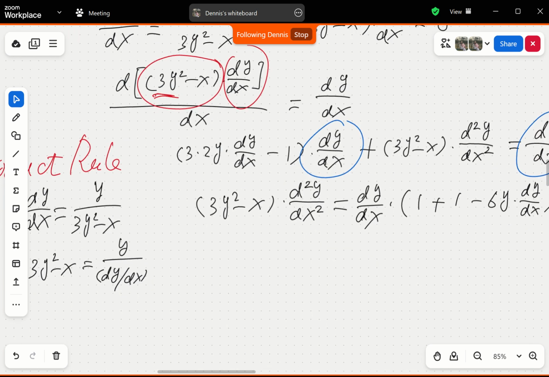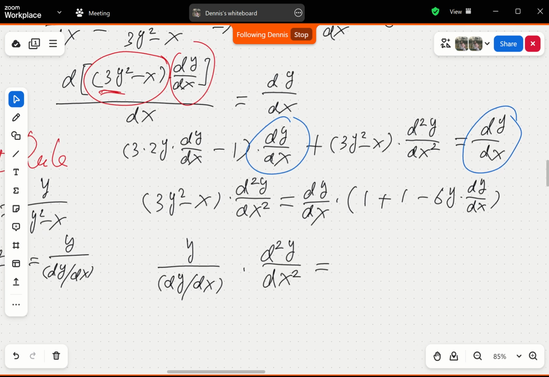So the left-hand side would be y over dy with respect to x times the second derivative of y with respect to x. And the right-hand side would be 2 times dy with respect to x minus 6y times dy with respect to x squared.